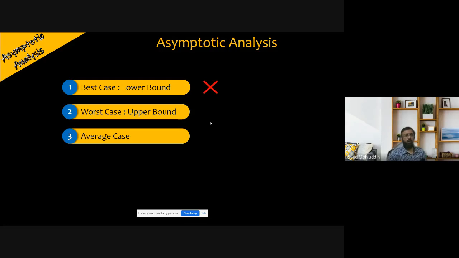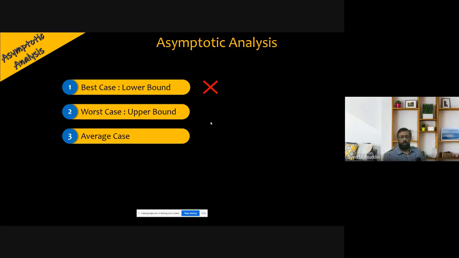Now, nobody is bothered about the best case of an algorithm. You know that if an algorithm can work in the worst case, obviously it can work even in the best case. So we are not bothered about the lower bound or the best case of an algorithm.